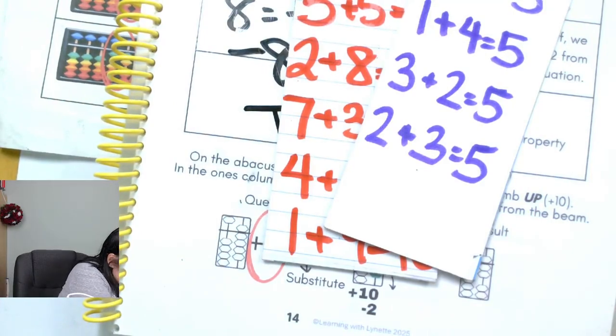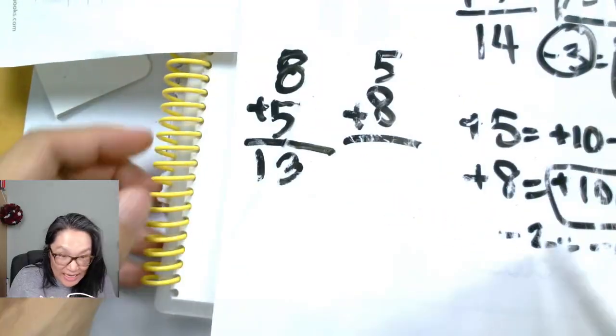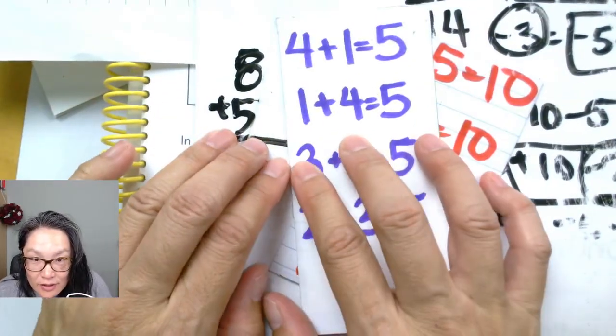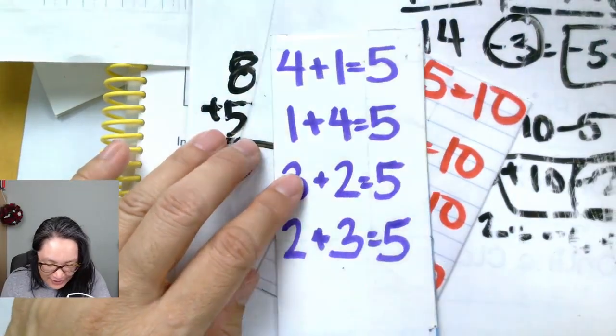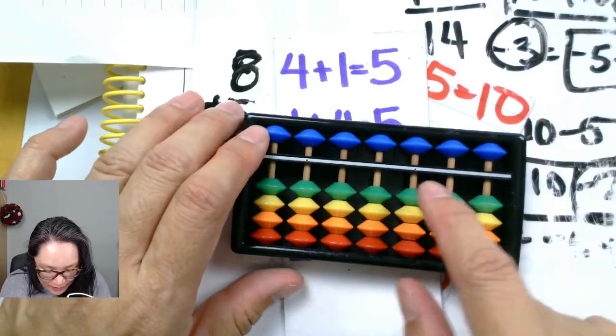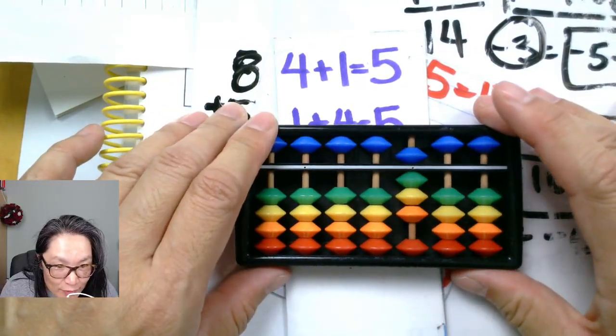Play Tetris to learn the secret. The first thing we're going to do is understand this: 8 plus 5. That's easy, we could do it. 8. Do I have enough beads to add the 5? We do not have enough beads to add 5.